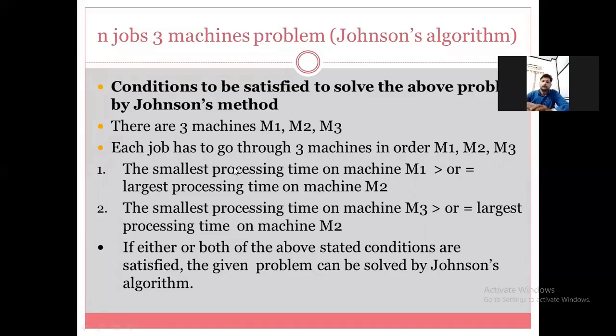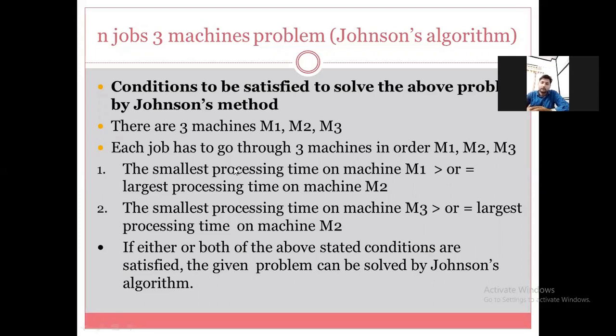In the last lecture, we discussed one more problem related to the n jobs and two machines, having somewhat extra variety. Then we discussed some rules related to the n jobs and three machine problem. Initially we are considering the three machines as m1, m2, m3, and jobs need to be processed in this order only.